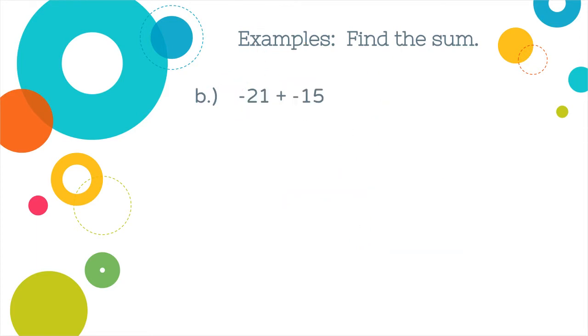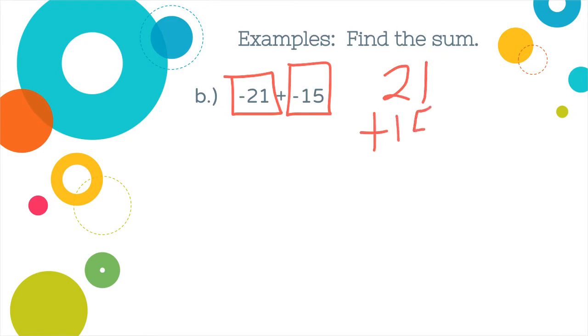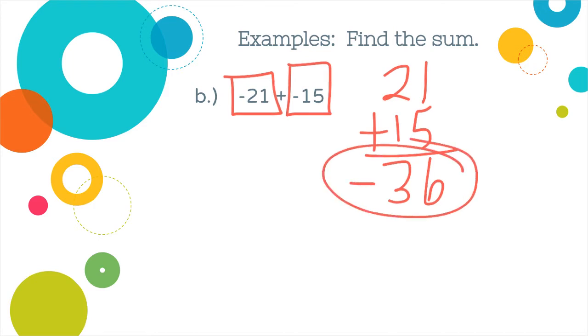In B, you have -21 plus -15. You have the -21 and the -15. They are the same sign, so you add and keep. 21 plus 15 is 36. Keep the sign that was in front of them, which was a negative, and your answer is -36.